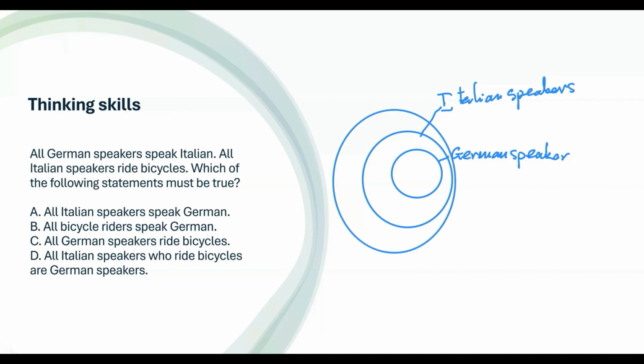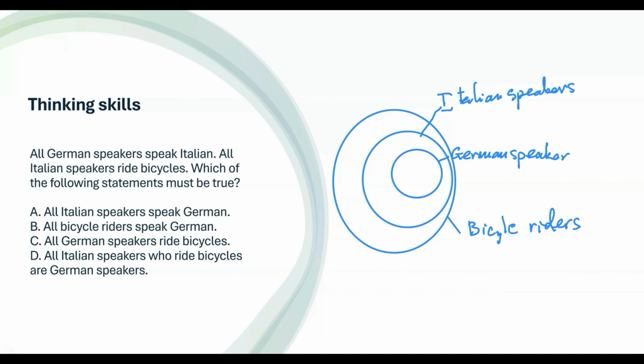Okay. Now that set there, well, give me a moment. They are bicycle riders. Okay, so now we have the complete picture and we can use that. Now let's check the choices.